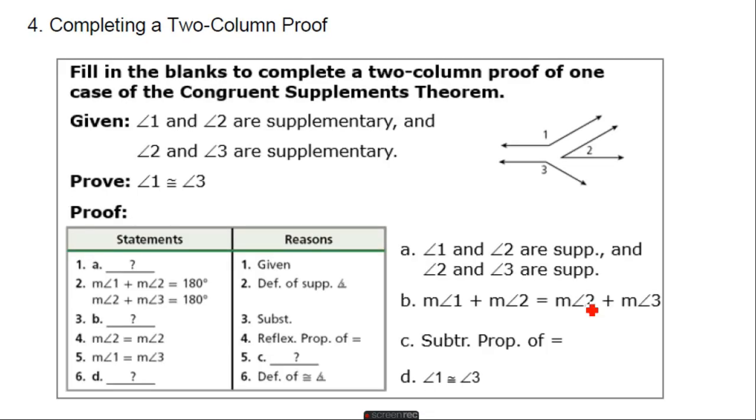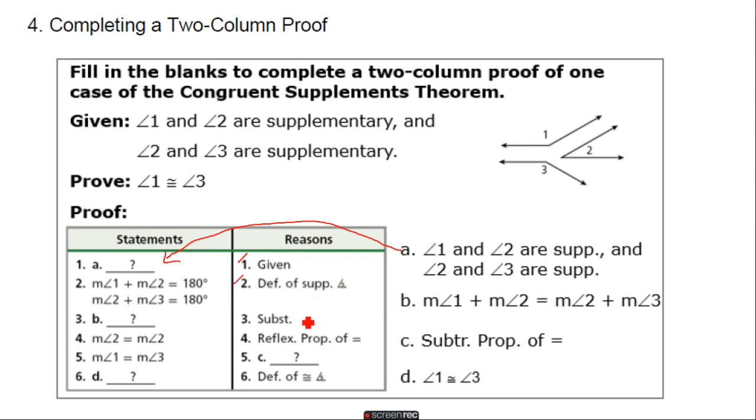Then next, number 4. In this case, we're just going to complete the proof. Given angle 1 and angle 2 are supplementary, and angle 2 and angle 3 are supplementary. Prove that angle 1 is congruent to angle 3. First, letter A. We are provided already with the statement. So, given, always the given. Next, angle 1 plus angle 2, 180. Angle 2 plus angle 3, 180. Definition of supplementary angle. That is the reason.